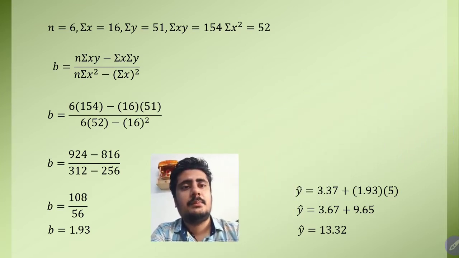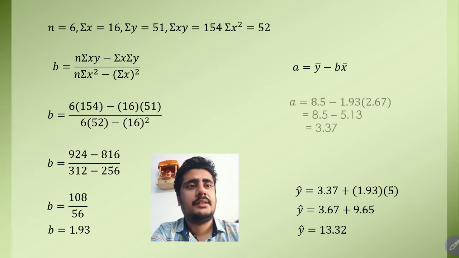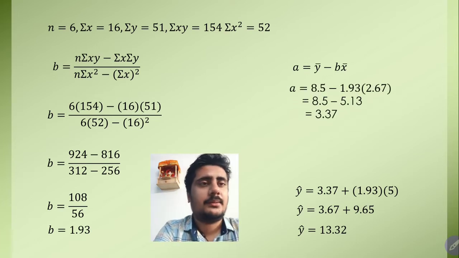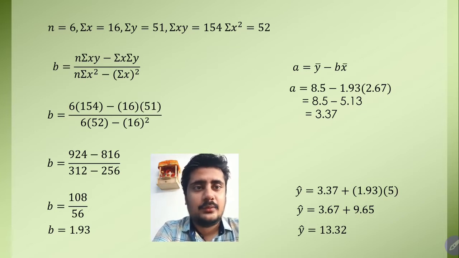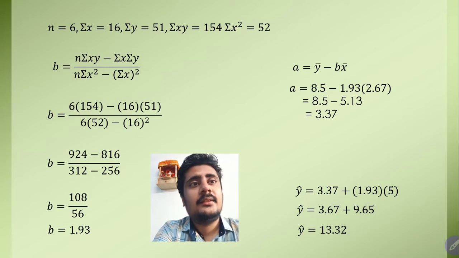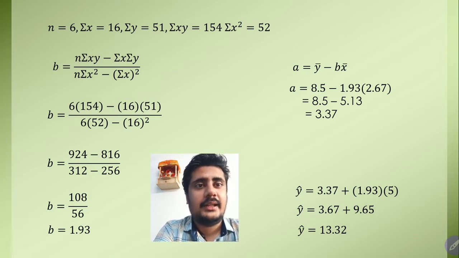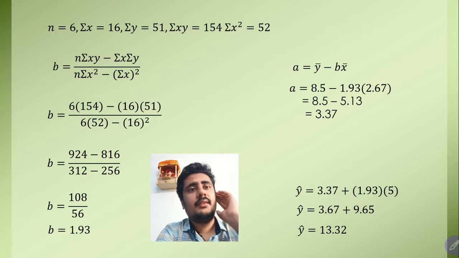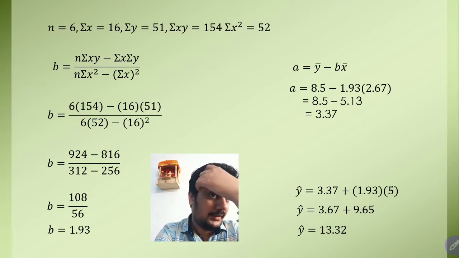This was step 1. Then we will find step 2. It's y bar minus b x bar. How do you find y bar? It's sigma y upon n. Sigma y you have, 51 upon 6, that is y bar. How will you find x bar? It's sigma x upon n.